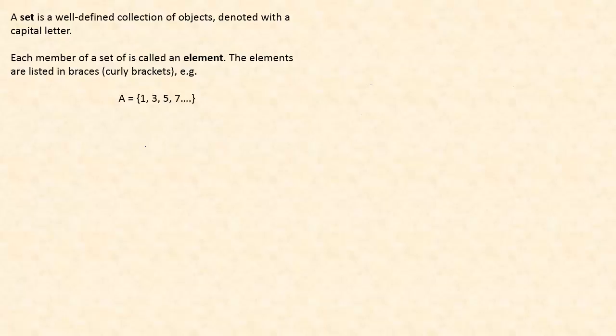For example, the set A, note how that's denoted with a capital letter, contains the elements 1, 3, 5, 7 and so on. Note the curly brackets.